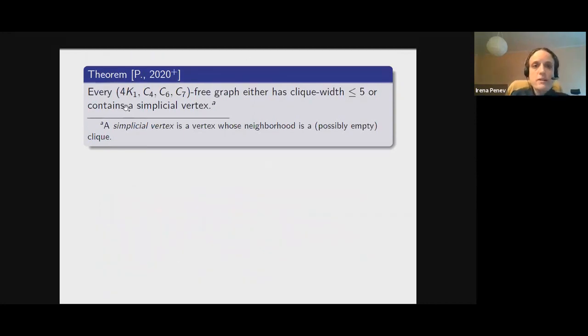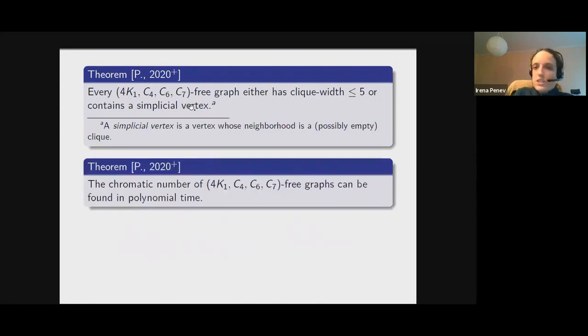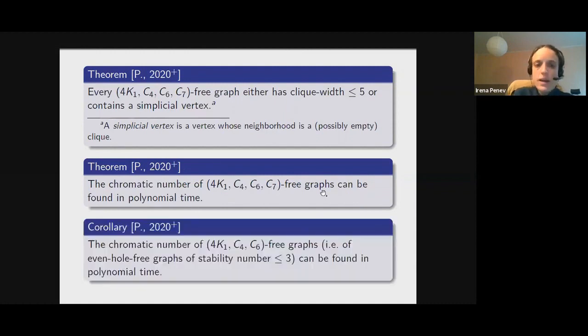But this is my theorem. Again, graphs in this class either have bounded clique width or have a simplicial vertex. Simplicial vertices are no problem for coloring. I told you that graphs of bounded clique width, you can handle them. So together those things imply that you can actually compute the chromatic number of these graphs in polynomial time. And then compared with that theorem of those five people that I showed you a little while ago, you get that 4K1, C4, C6-free graphs, well, you can find their chromatic number in polynomial time. What are these graphs? That's precisely the even-hole-free graphs of stability number at most 3.